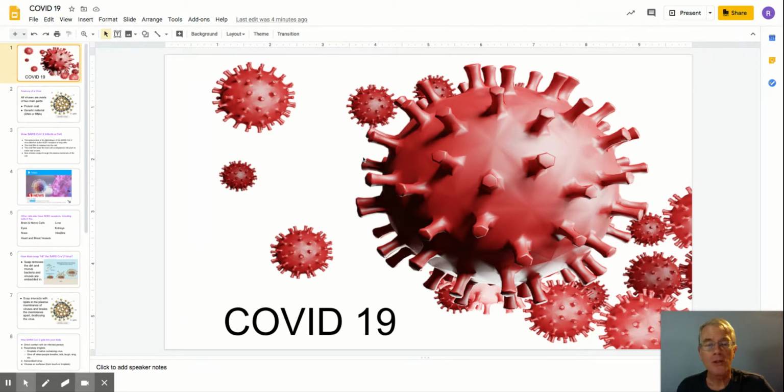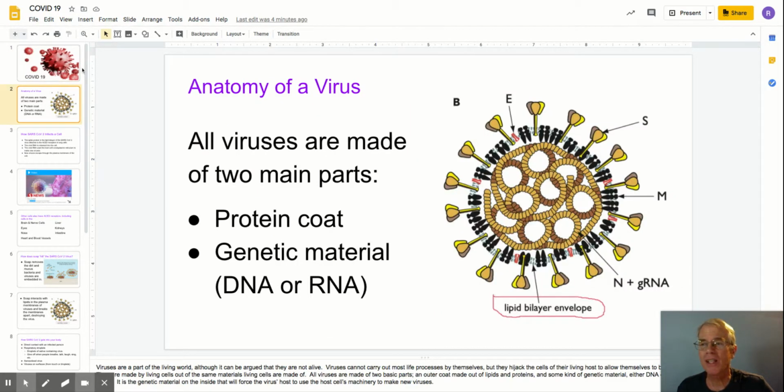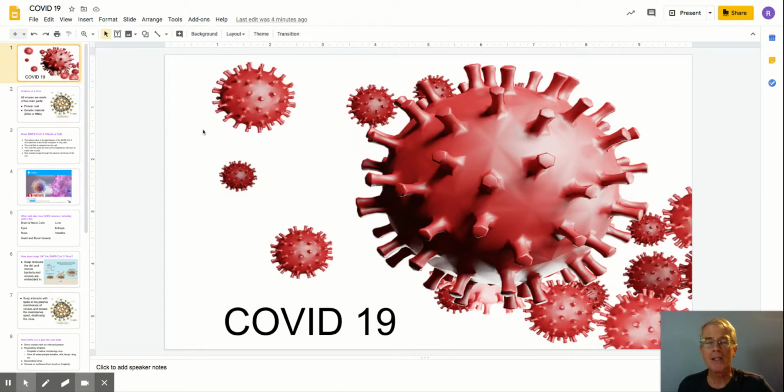So here's a picture of what the virus that causes COVID-19 sort of looks like. You can see it's got some spiky things sticking out of it. Let me back up a second. There we go. And we'll talk about that in just a minute.